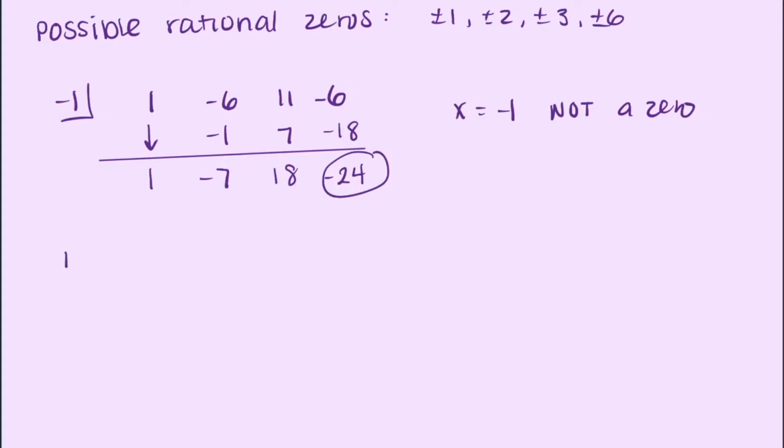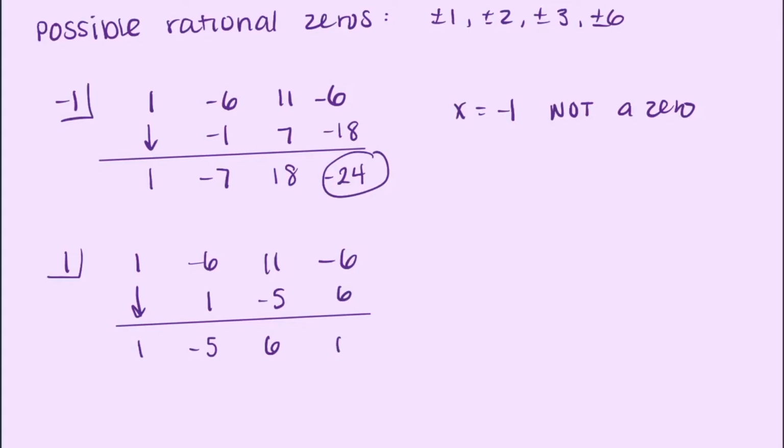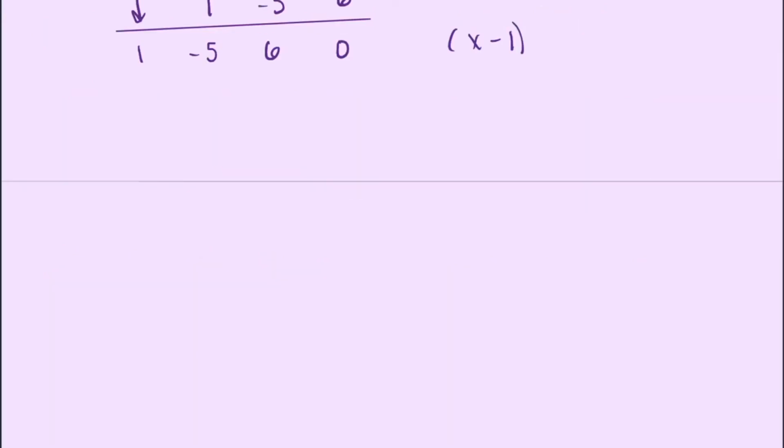Let's try +1. Drop down our 1. 1 times 1 is 1, -5, -5, 6, 6, and 0. x equals 1 is a zero, and so our factor is x minus 1. So now we can use that to find the remaining zeros.